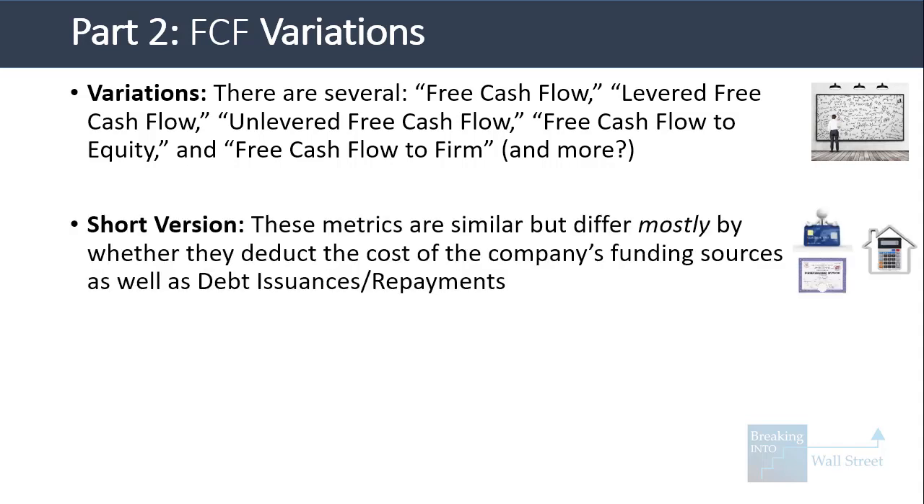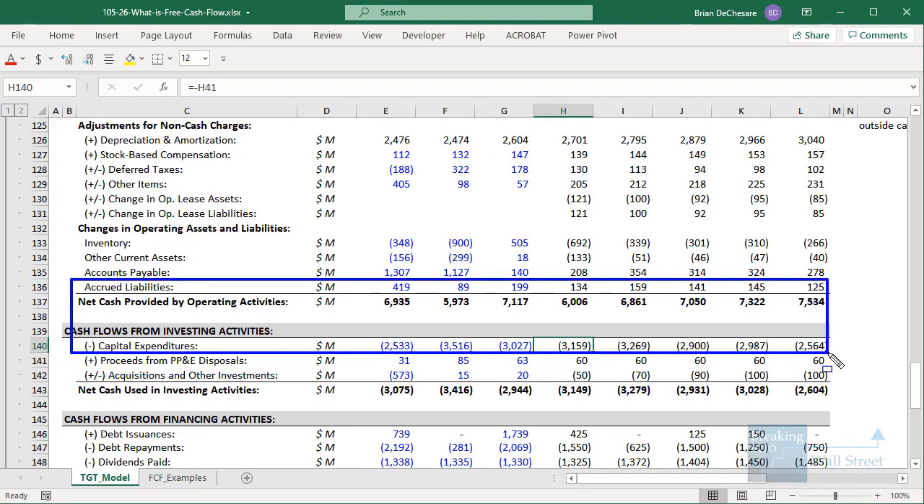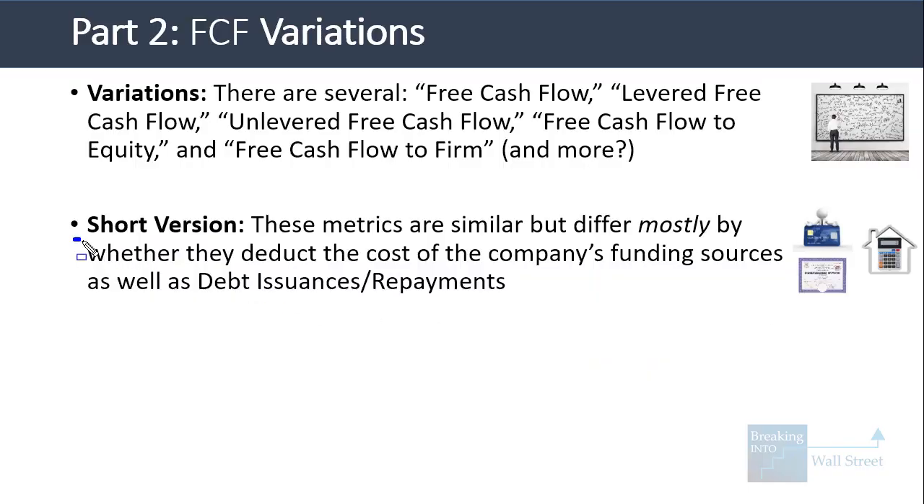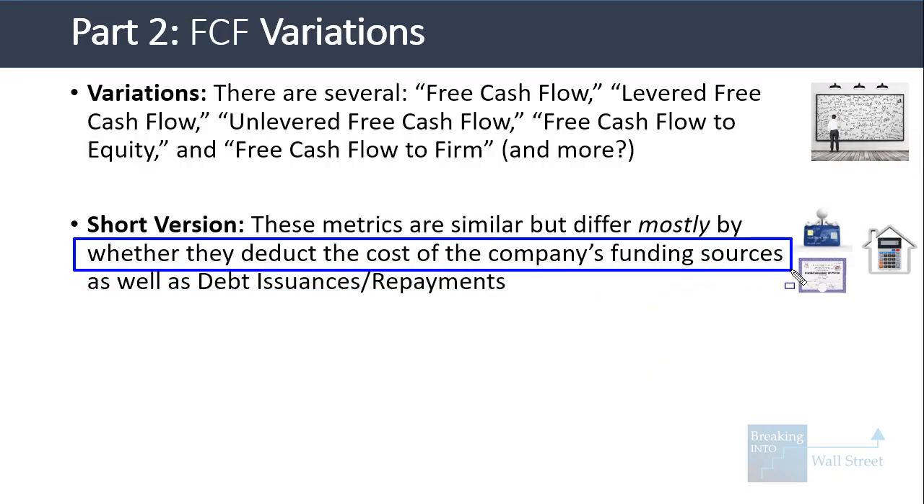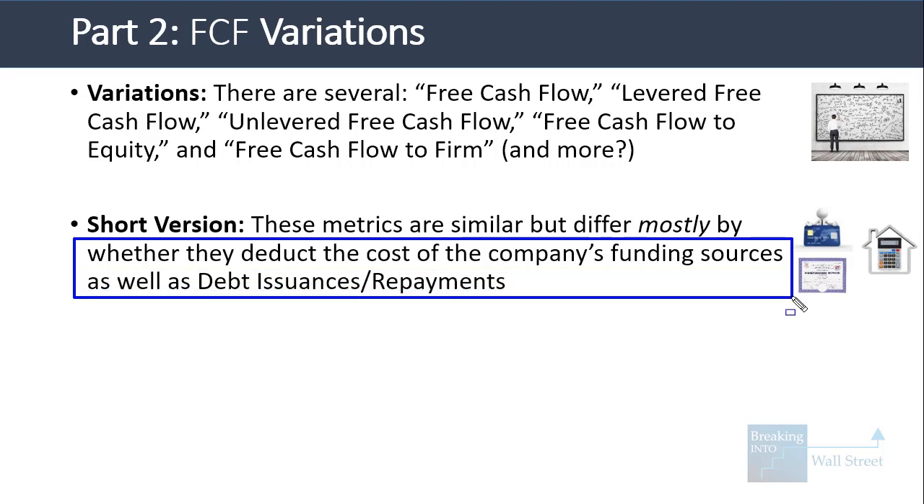The short version is that most of these metrics are similar in that they're going to be related to the company's cash flow from operations and CapEx in some way. The difference is that some of these will deduct the cost of the company's funding sources, so its net interest expense and preferred dividends, and its non-core business expenses and income, and some will factor in debt issuances and repayments, whereas other variations will not.